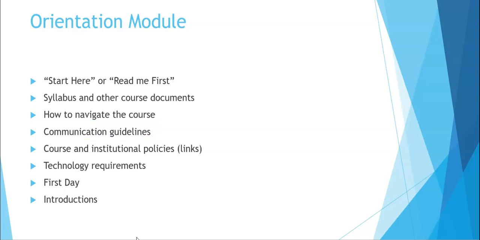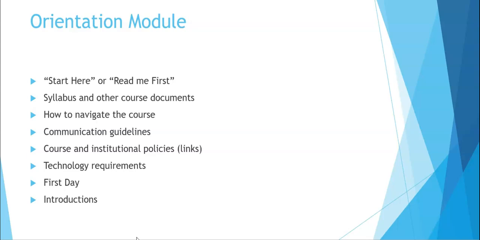And then you also are going to want to put your course policies and then also provide links to CCC's institutional policies. You can find the handbook and other policies on the website that you can just put right into this orientation module. I also recommend explicitly stating your policy on AI use as part of your academic integrity policy so that students are very aware up front what your policy is on using AI.